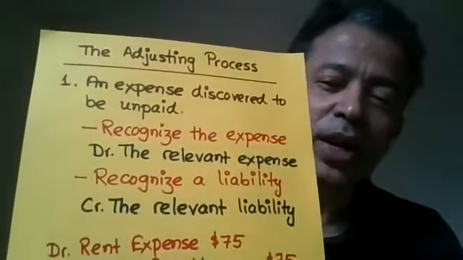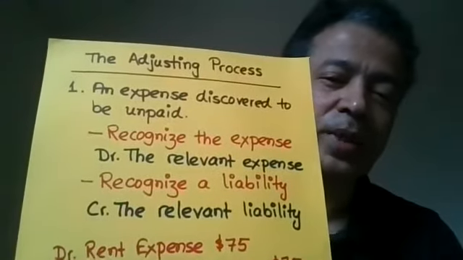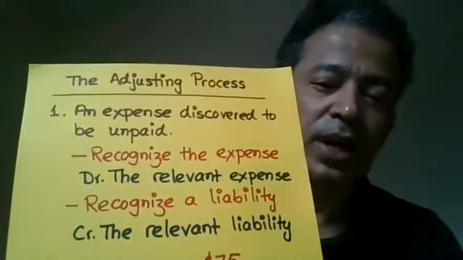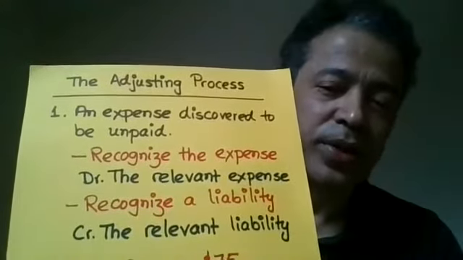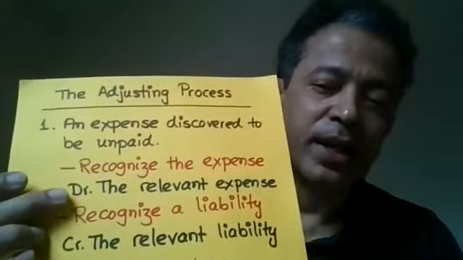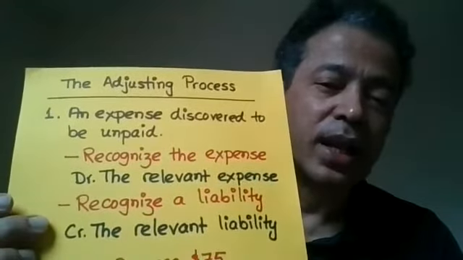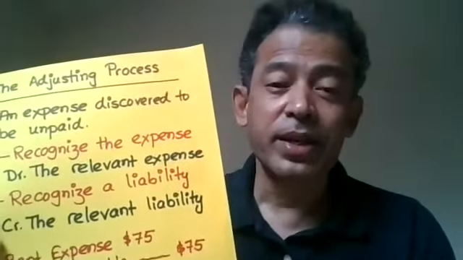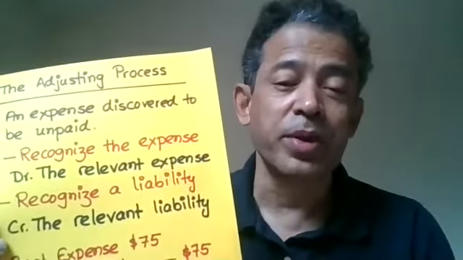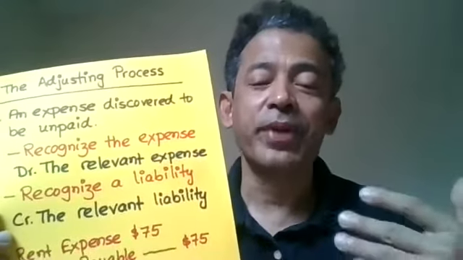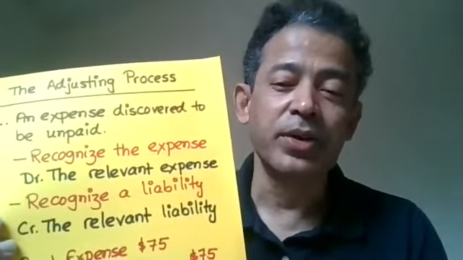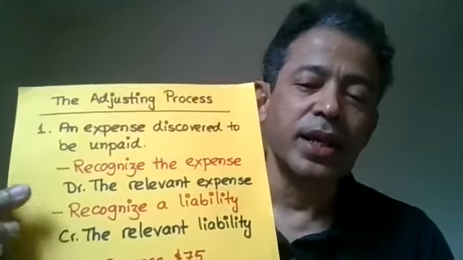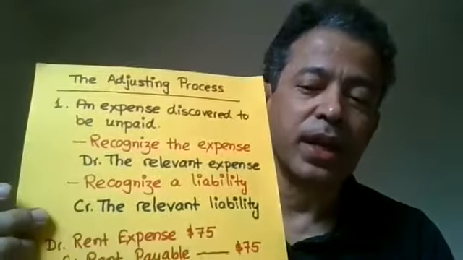We recognize the expense by debiting the relevant expense. Whatever that expense is, rent or utilities or wages or salaries, recognizing the expense is your first step. So you debit the relevant expense and recognize a liability because it's unpaid. Had you paid it, it wouldn't be occurring as an adjustment at this point in time. But the fact that you haven't paid it means it has to be recognized as a liability. So you recognize an expense and recognize a liability.